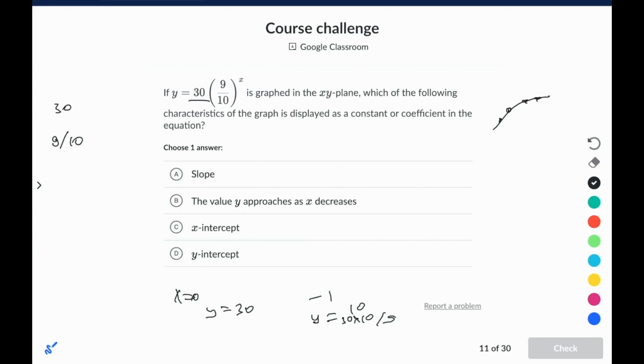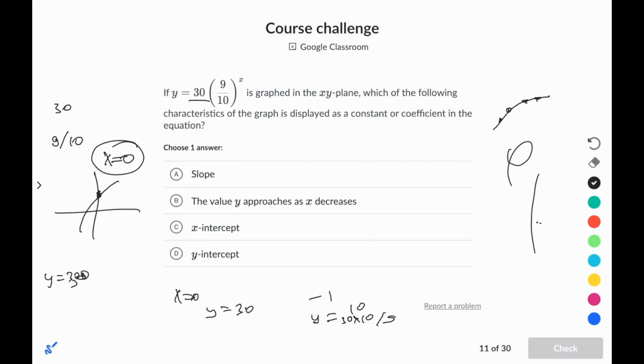Okay, so what is the y-intercept of a graph? The y-intercept is the point at which a graph crosses the y-axis. In other words, it's the point where x equals 0. So if we plug x equals 0 into this equation, y equals 30 multiplied by 9 over 10 to the power 0. Any number to the power 0 is always equal to 1. So this would just be 30 multiplied by 1, which is 30. So the constant or coefficient, which is 30, is the value of y when x equals 0, which is basically the y-intercept. That's why the answer is D.